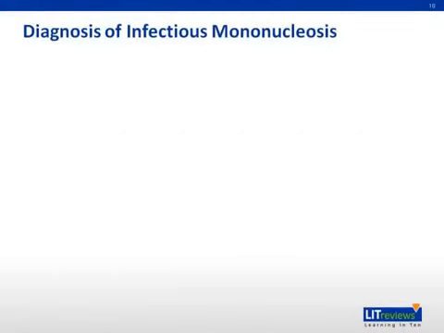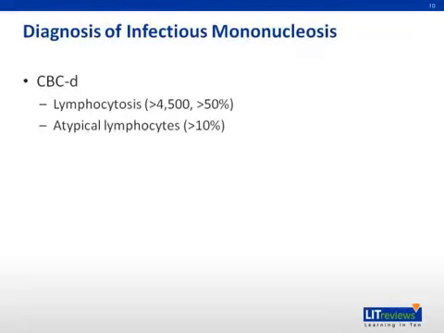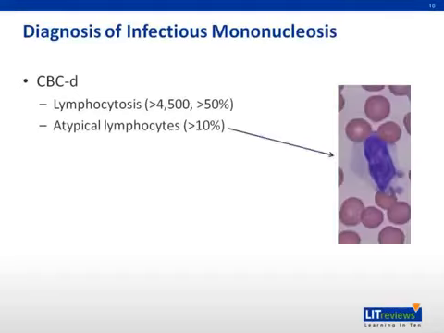For the diagnosis of infectious mono, you'll want to order a complete blood count with differential. You're looking for a lymphocytosis, so at least 50% of the white blood cells should be lymphocytes, and probably more than 4,500 of them would be expected to be present. You'll also expect to see a large percentage of atypical lymphocytes. Seeing 5 or 6 is not uncommon on a normal differential, but greater than 10% would raise your suspicion for mono. And this is a picture of an atypical lymphocyte. Again, that's the activated cytotoxic T cell.